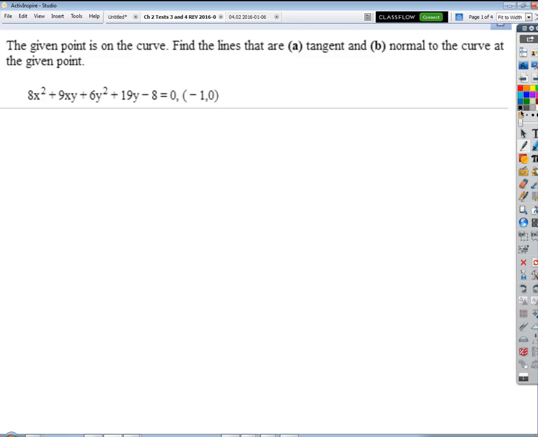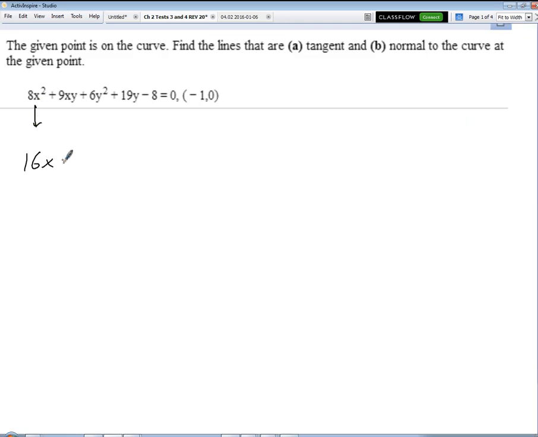All right. So what do we get from the first term? 16x. Plus product rule. Let's leave the 9 out front. And what does the product rule give us for x times y? x y prime plus y. Good. Everybody okay with that?